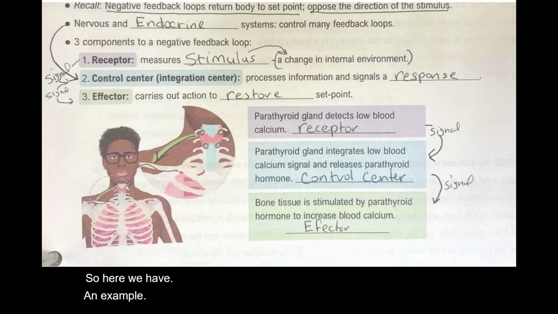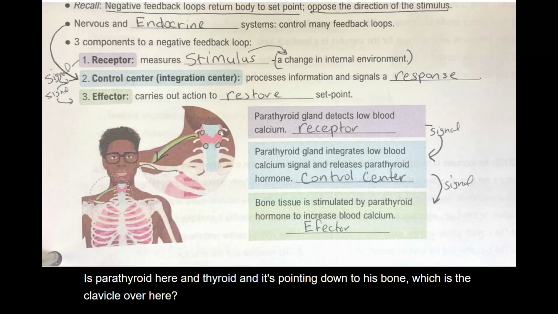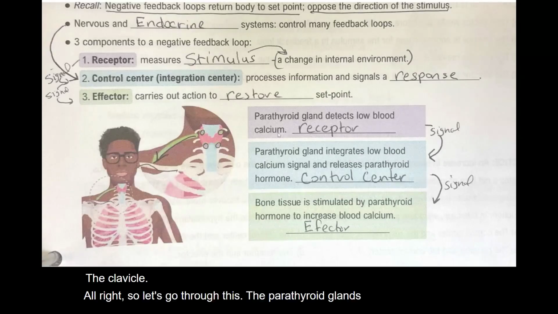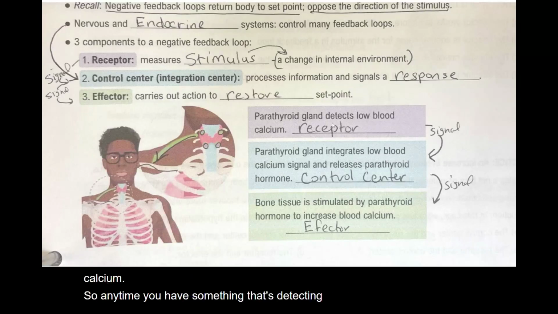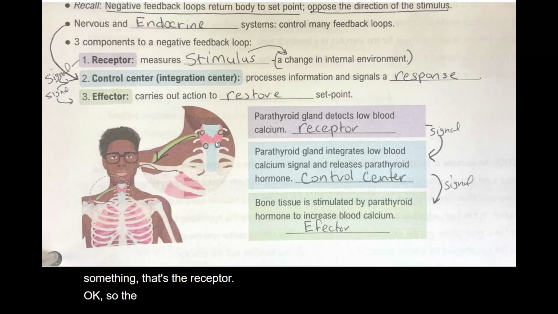We have this guy, his parathyroid here and thyroid, and it's pointing down to his bone, which is the clavicle over here. Okay, so here's the parathyroid glands stating something to the clavicle. All right, so let's go through this. The parathyroid glands detect low blood calcium. So anytime you have something that's detecting something or sensing something, that's the receptor. Okay, so the parathyroid senses that the blood doesn't have enough calcium. It sends a signal.